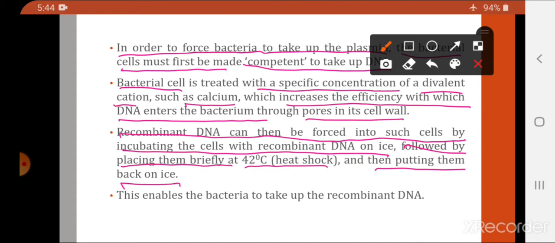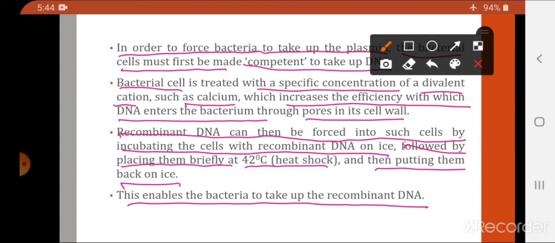ओके, आफ्टर दैट heat treatment, and after heat shock, again that bacterial cells need to be kept on the ice. So this enables the bacteria to take up the recombinant DNA. So this is one of the method through which recombinant DNA can be allowed to enter into the bacterial cell. क्या procedure है? First of all, treat the bacterial cell with the divalent cation like calcium, due to which its efficiency to which the DNA will enter into the bacterial cell increases by making the cell wall porous.